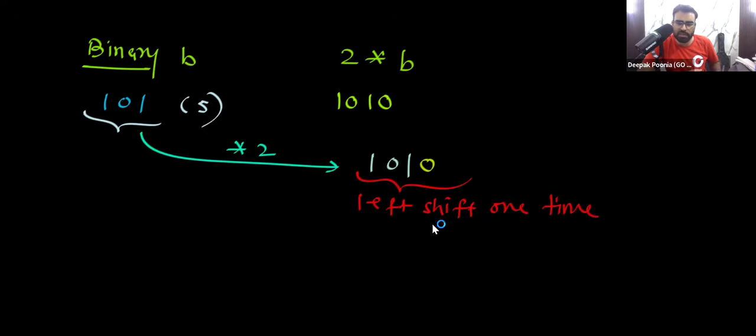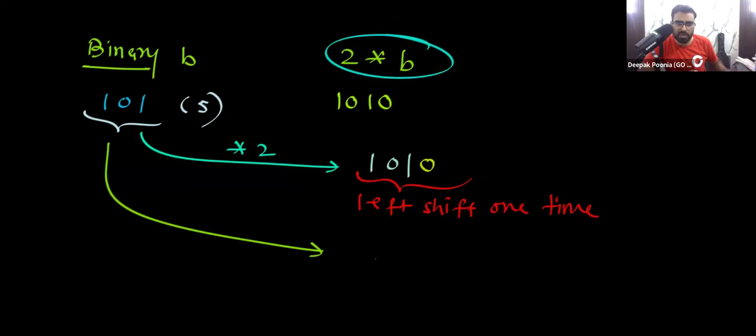So when you do left shift one time, that is like multiplying by 2. And remember, if I left shift by 2 positions, so 2 positions I will put 0 0. Now you can notice this means we are multiplying by 4. And if I left shift by 3 positions, that is like multiplication by 8.